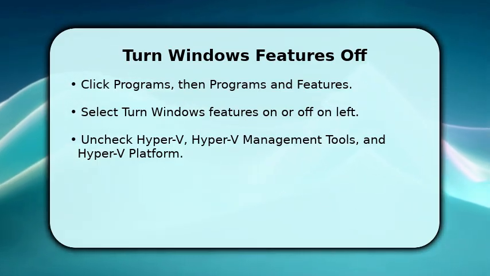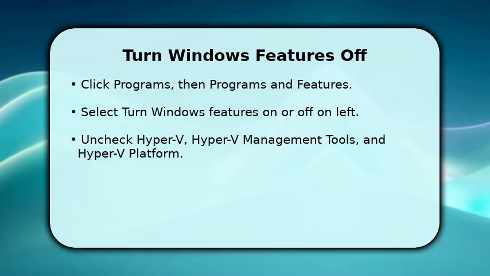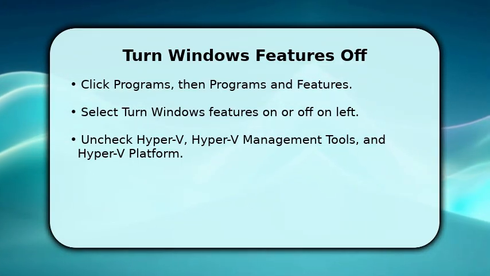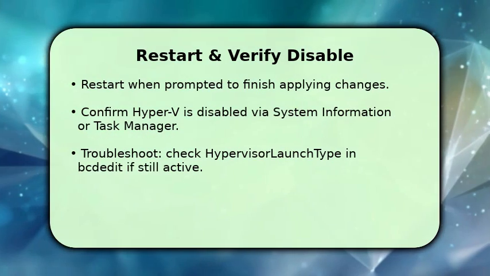Make sure you didn't leave related virtualization features enabled. Uncheck Windows Hypervisor Platform if present. This removes the Hyper-V role, so other hypervisors can run. After Windows applies the changes, restart immediately to complete the disable process.